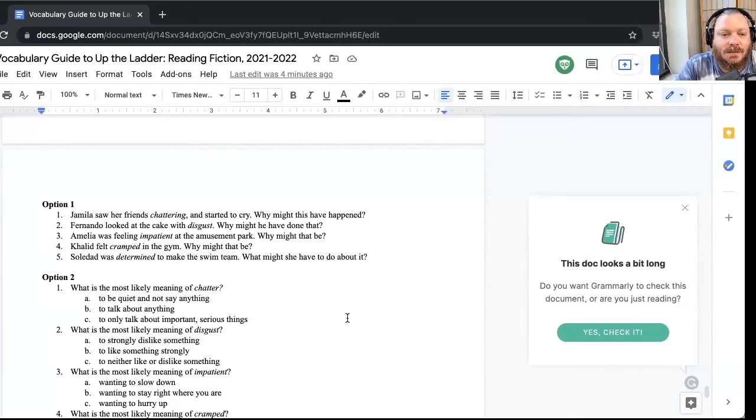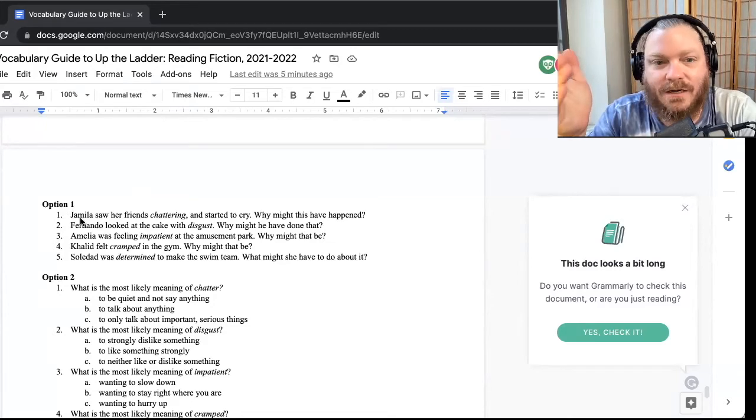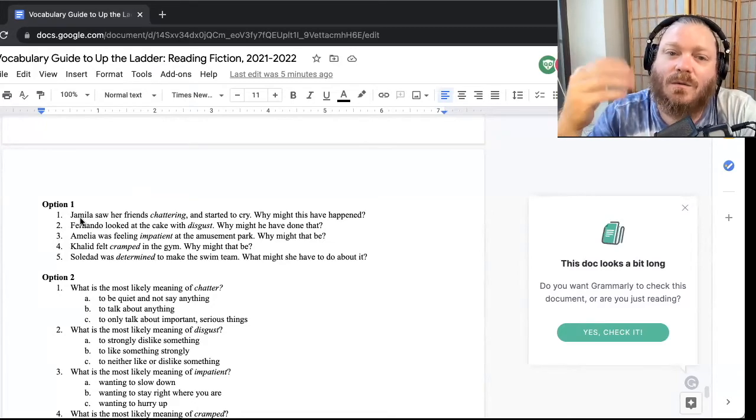So let's start with some of the assessments that you'll see in Word Love vocabulary curriculum. You'll see two different versions. One is a version that asks kids to apply their knowledge of the word, to think about how the word goes, and they have to make an inference based on that knowledge of the word. What you see here is an example from the Bend 3 of Up the Ladder reading fiction unit. It says, Jamila saw her friends chattering, that's the vocabulary word, chattering, and started to cry. Why might this have happened?